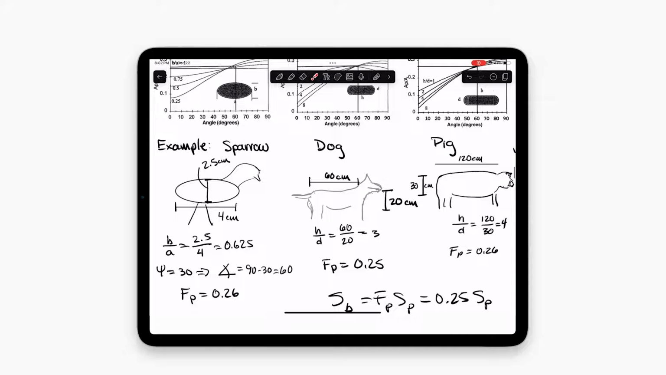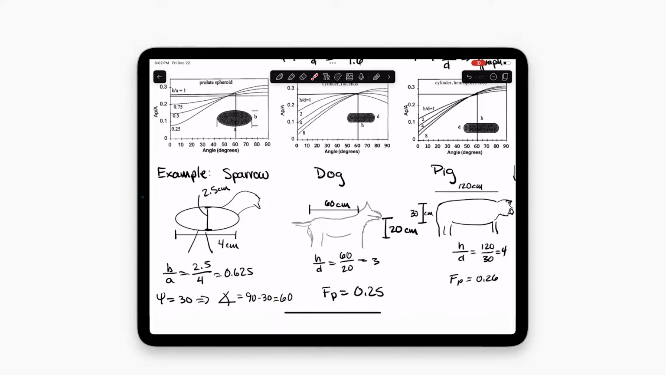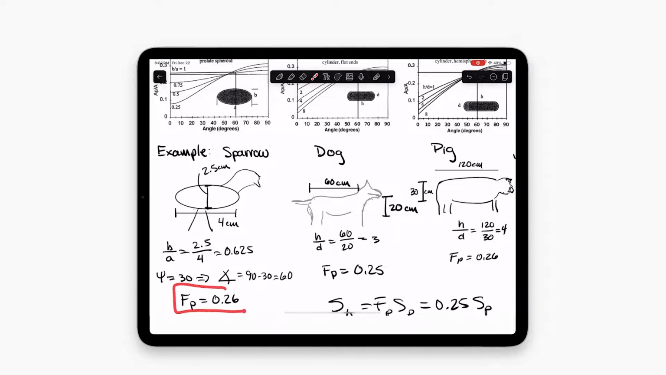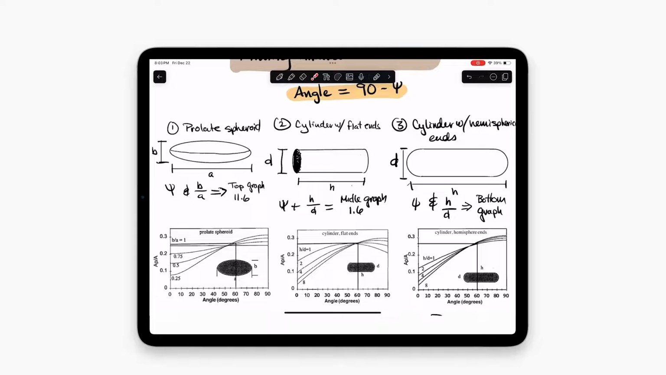So I just noted that here: if our zenith angle was 30, our elevation angle would be 90 minus 30, or 60. We go up to the graph here, find that approximate spot, go over here, and as I've shown you, the FP would be around 0.26. So not all that hard if we can make a good estimate of the height and the diameter of our prolate spheroid. The two other examples are actually pretty similar.